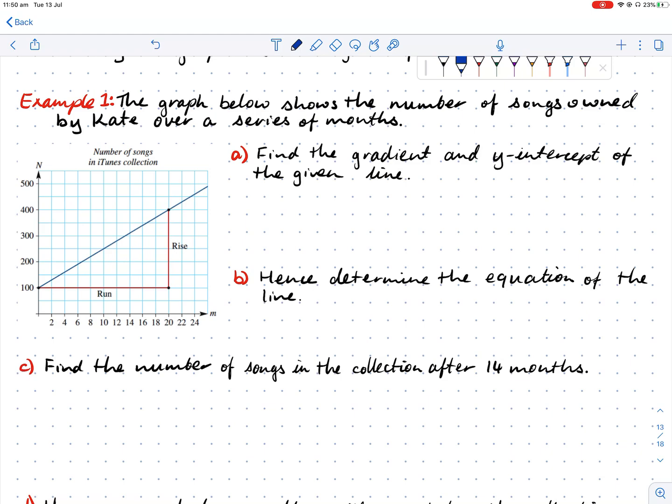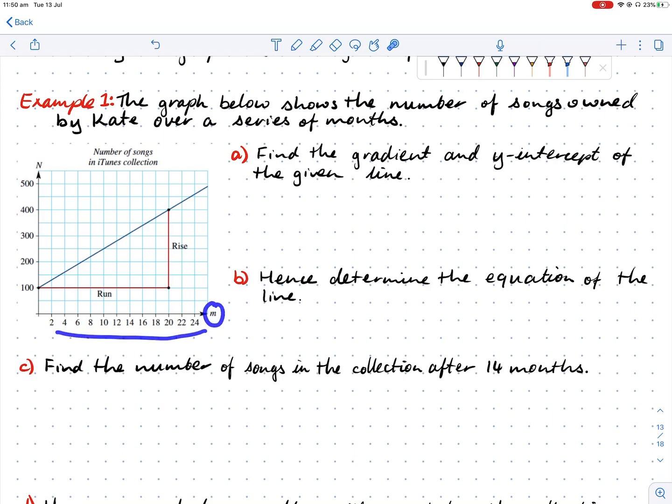So with our first example, I've given you a diagram. It's the number of songs that are owned by Kate over a series of months in her iTunes collection. iTunes is a little bit old now. I suppose most of you are using Spotify and streaming music online as well. But back in the day, you actually bought songs or you collected songs as you went. So here's a graph. We're looking at this straight line here, and it's showing how many songs Kate has over a series of months.